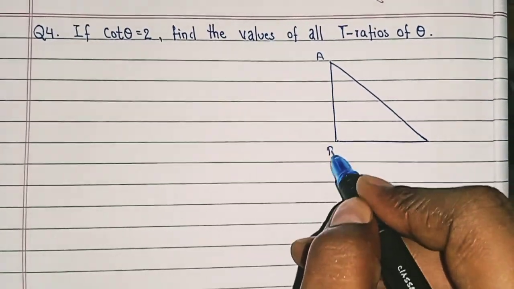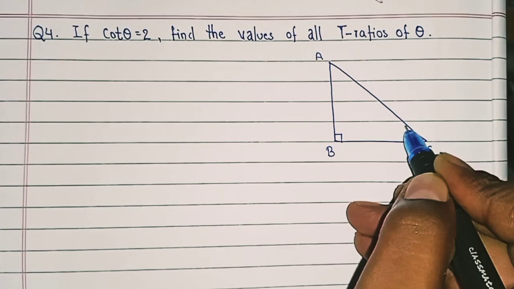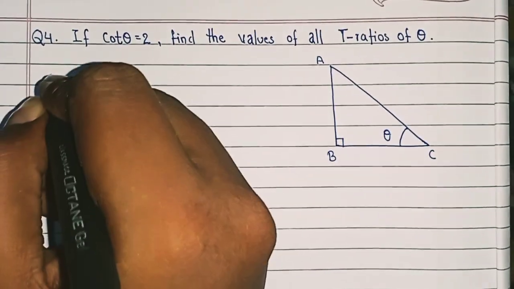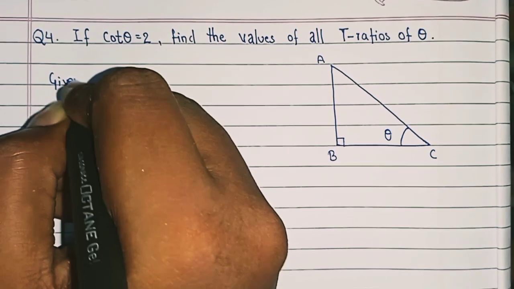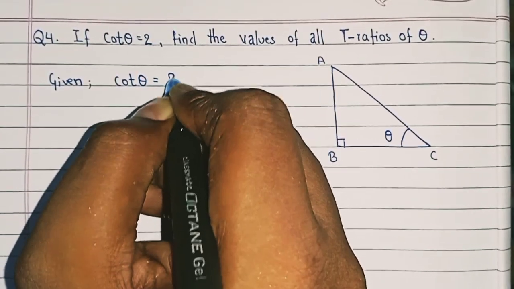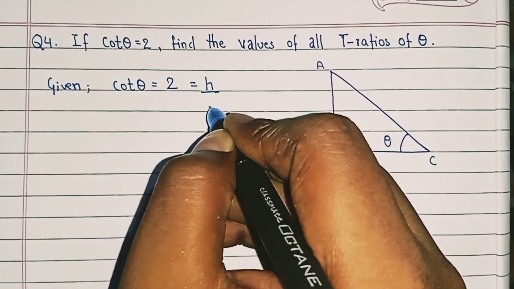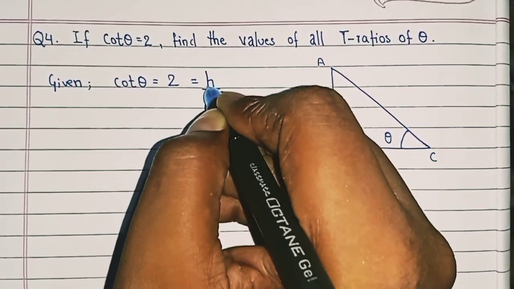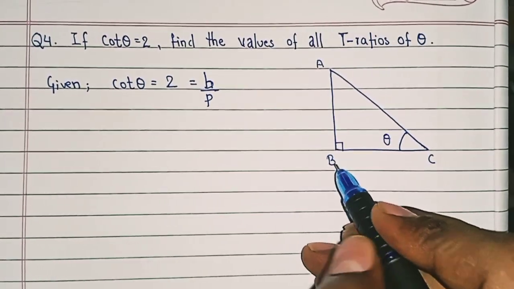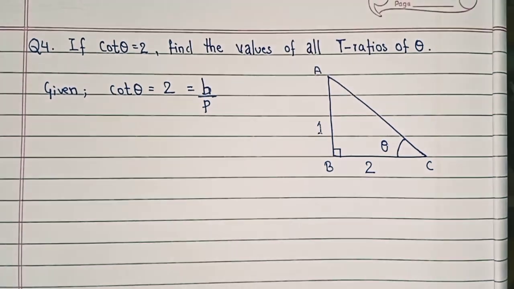Let us name it ABC, where B is 90 degrees and suppose this is angle theta. For this, in question it is given that cot theta equals 2 and cot theta is base by perpendicular. So it is base by perpendicular, so it is 2 and this is 1.